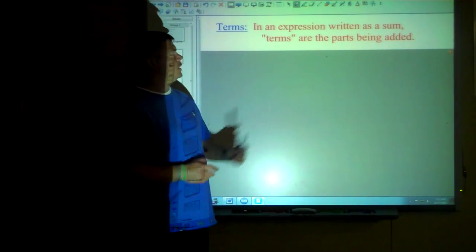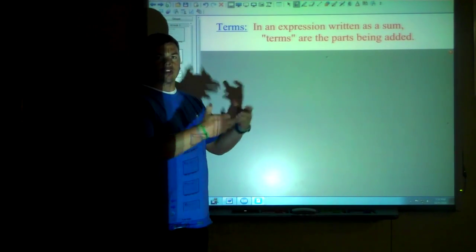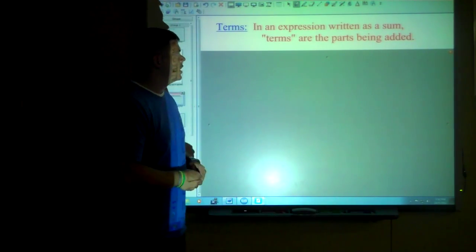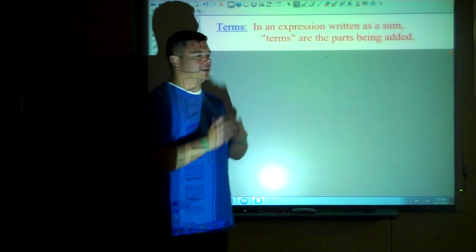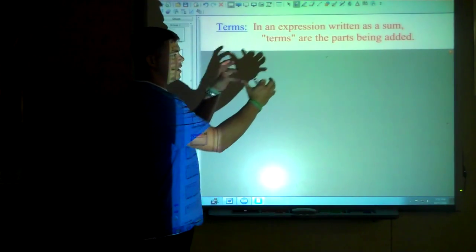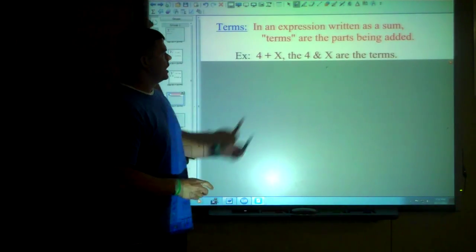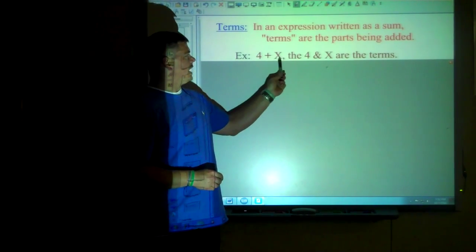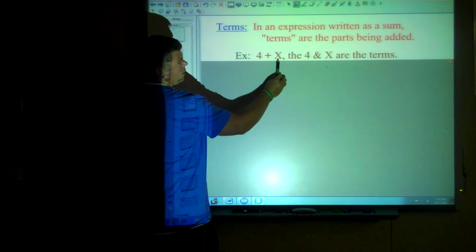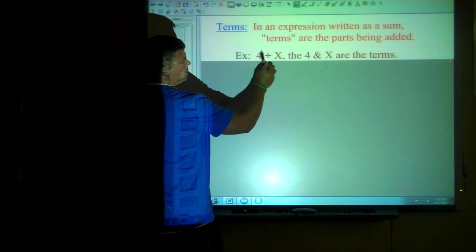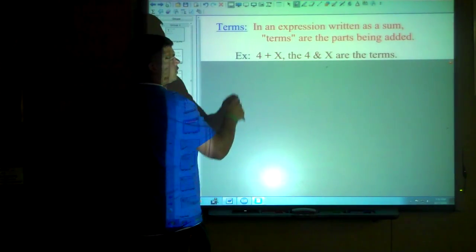And terms, when we're dealing with an expression, remember that's not with an equal sign, although equations are made up of expressions on both sides, are written as a sum. The terms would be the parts that we're adding together. In other words, the chunks of an equation that are being added together. For example, if you had the expression 4 plus x, this would be one chunk, the 4, and this would be another chunk, the x. These would be the parts that are being added together. So the 4 and the x are considered the terms.